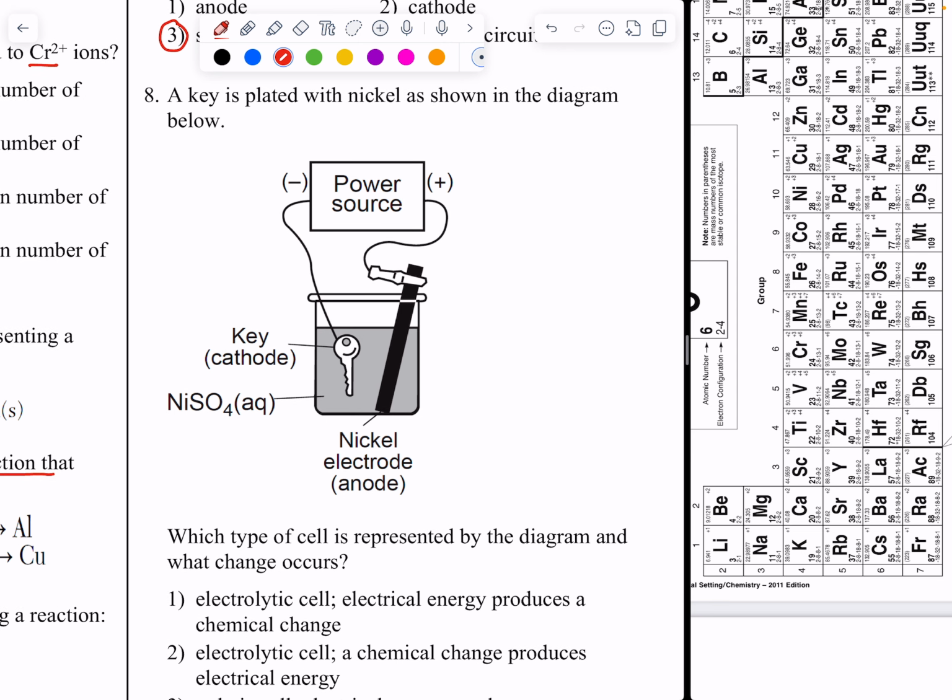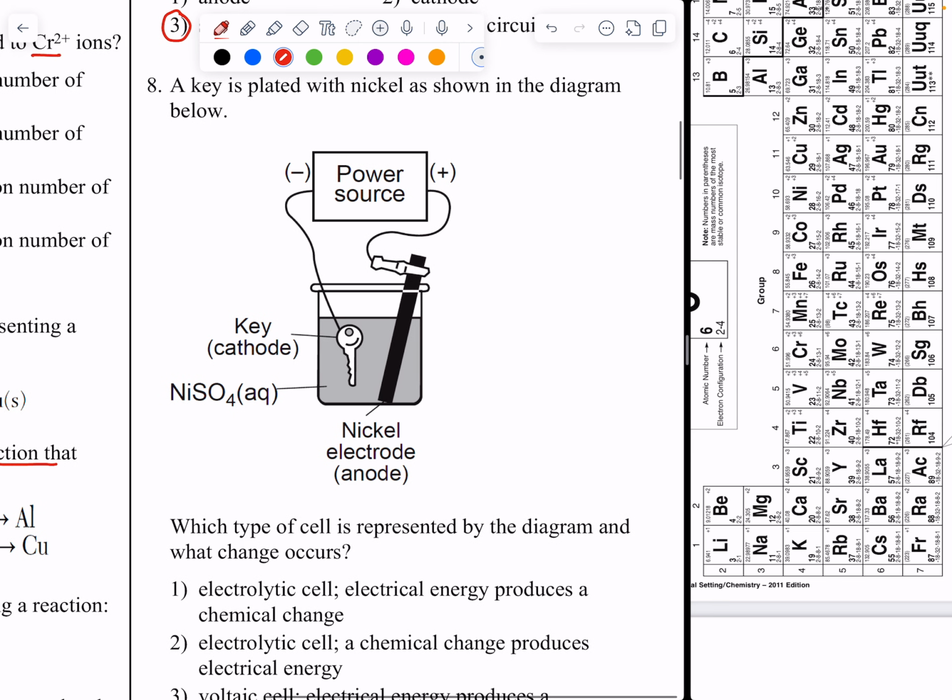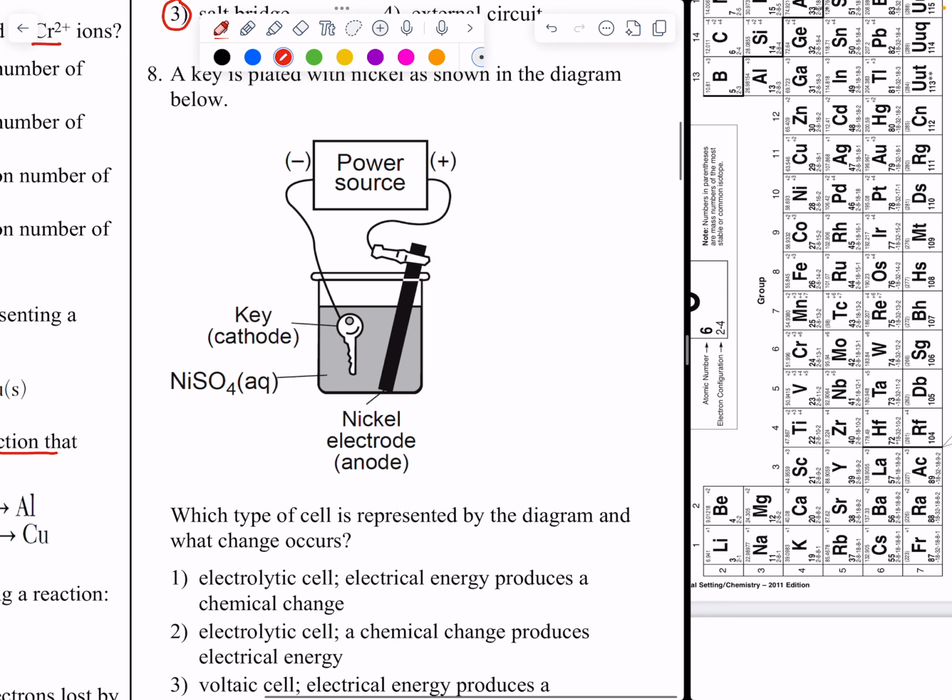This is a picture of an electrolytic cell, and that's actually what the question is asking you. But you should know that because there is a battery or a power source pictured here. And you should also realize that because there is one cell or one beaker.